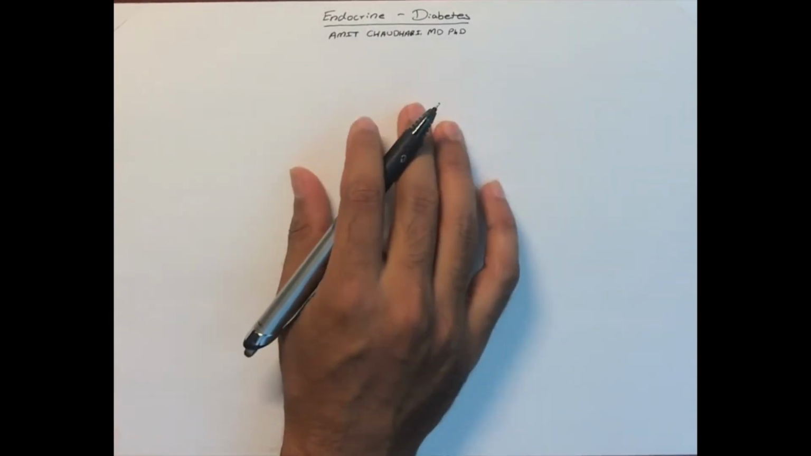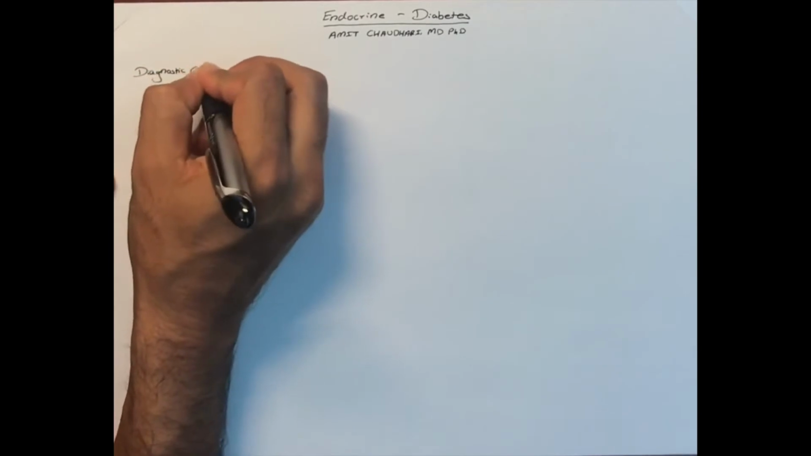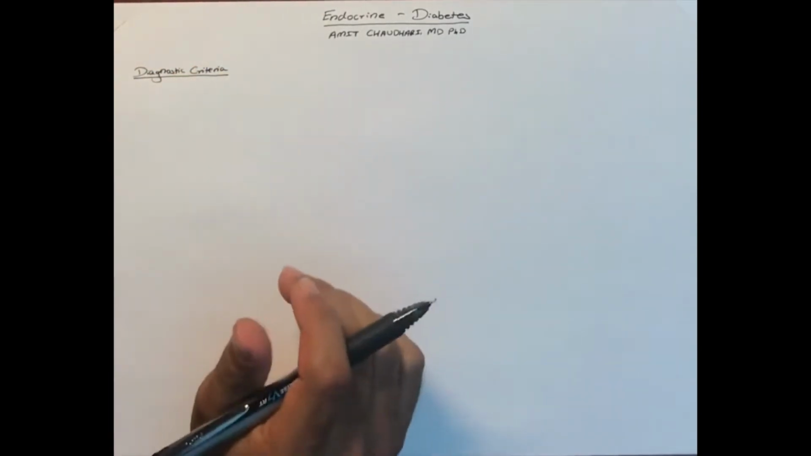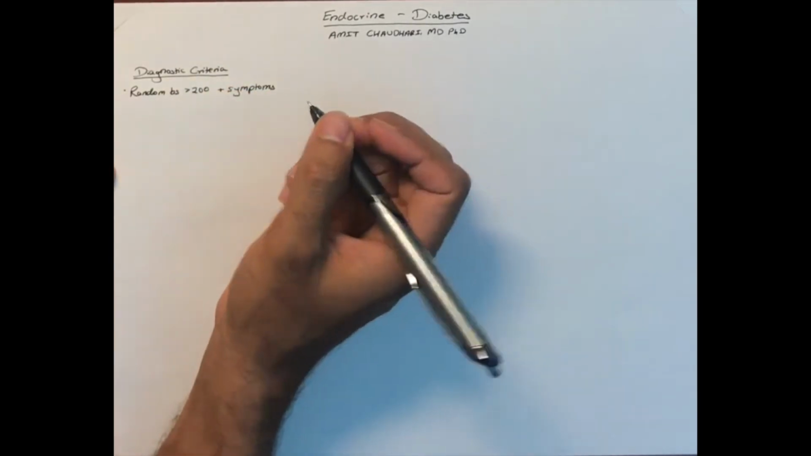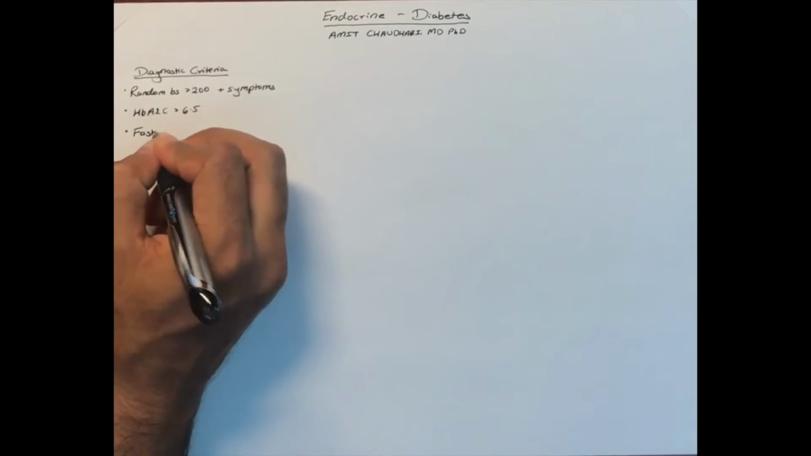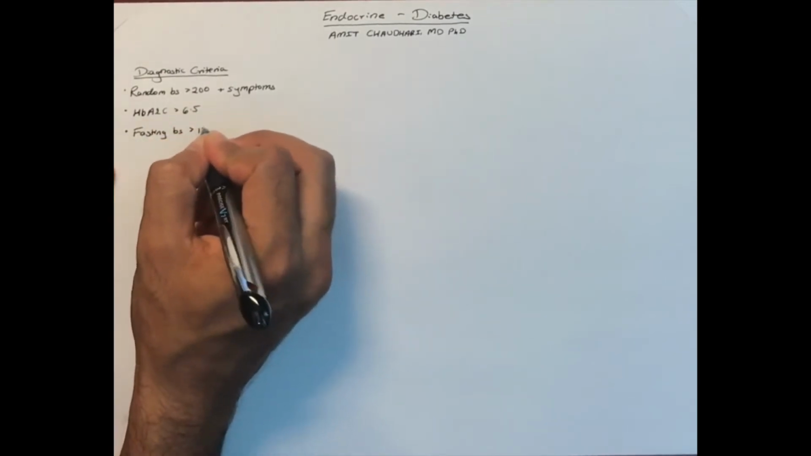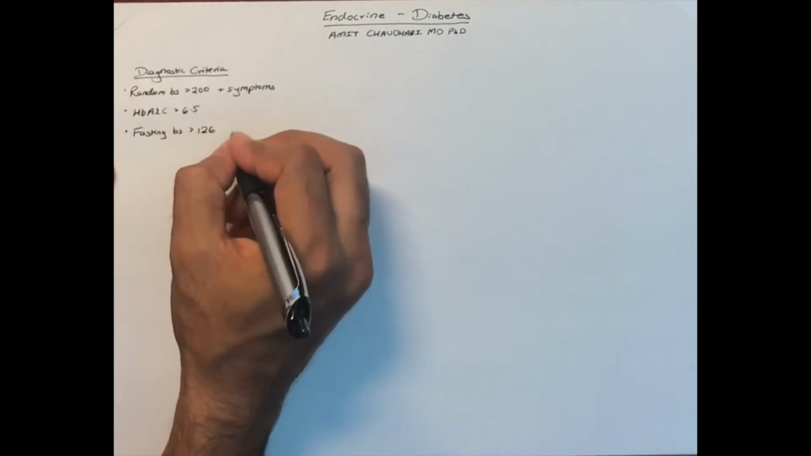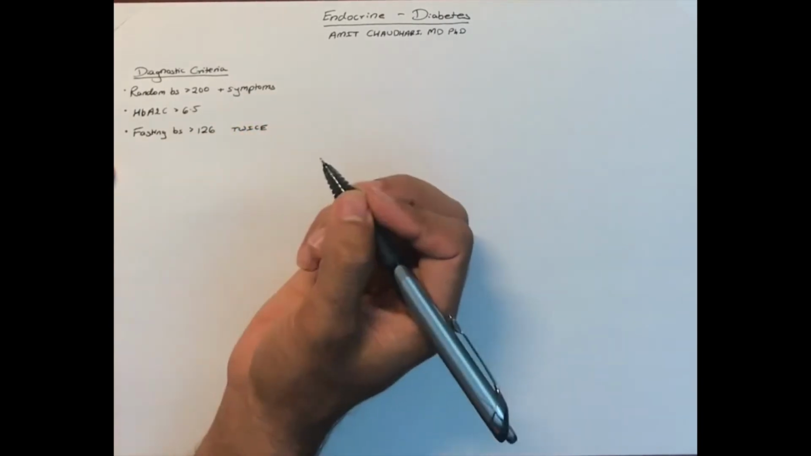Okay, so the first thing you want to talk about in diabetes is something called the diagnostic criteria. How do you diagnose diabetes? And this diagnostic criteria is the same whether you have type 1 or type 2 diabetes. The first thing, if you have a random blood glucose of greater than 200, plus you have symptoms, that in itself is enough. Or you can have an HbA1c of greater than 6.5, and that's good. If you have a fasting blood glucose of greater than 126, that is diabetes only if it happens twice.